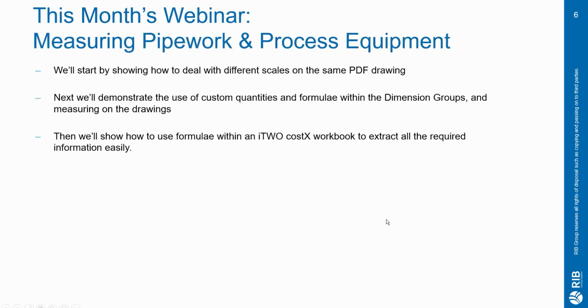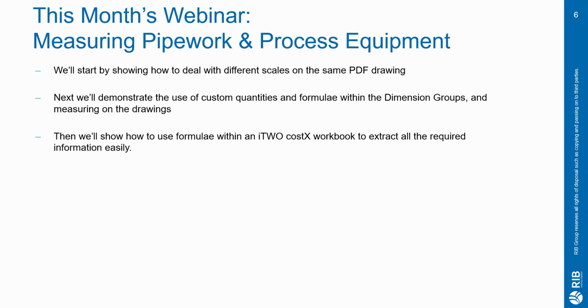But what I'm going to focus on today is pipework and process equipment. It's a topic that comes up quite often with our customers. Obviously those in the oil and gas sector and other sectors as well, sewage plants, that sort of thing. So if you do have to measure pipework, process equipment, pumps, valves, that sort of thing, I'm just going to go through some quite simple examples today just to show you how you can set up the system. And of course what I'm going to show is just one option. There's lots and lots of different ways to use iTWO costX to best suit your needs.